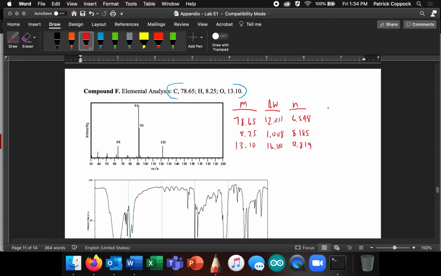8.819. Okay? And so let's reduce these then. We divide everything by the lowest one. So that goes to 1. And 6.548 divided by 0.81875 is equal to 7.998. And this goes to 8.25 divided by 0.818, which is going to be 10, I think, right? Yep, 10. Okay?